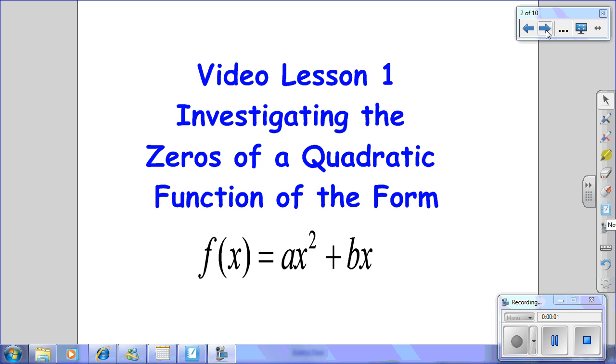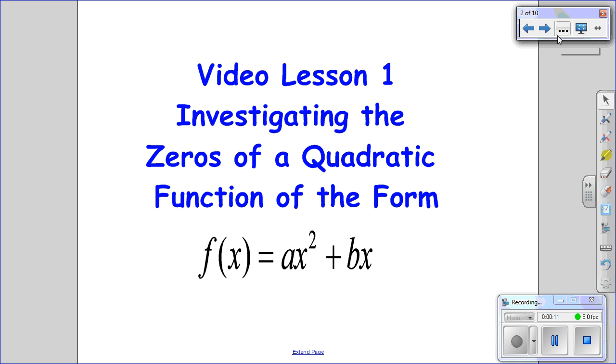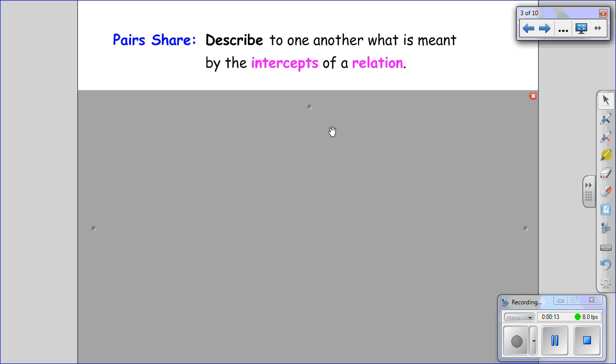Functions in factor form and investigating the zeros of a quadratic function in factor form, and specifically where the value of c is 0. So the first thing we need to think about is, what does it mean when we talk about the intercepts of a relation? We talked about it in grade 9 with respect to linear relations, and again in grade 10 with respect to quadratic relations.